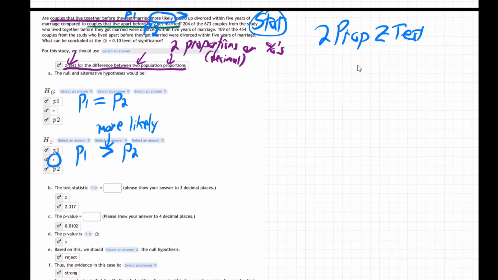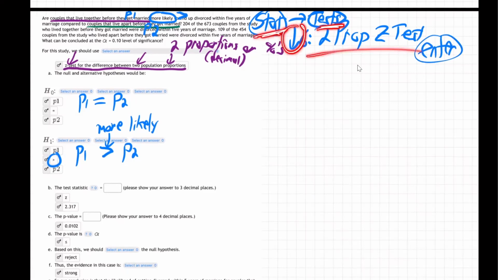Let me do that. So we're going to hit the stat button. Then we're going to go over to tests. Squeeze this in up here. And then we're going to go down to the 2-prop Z test, which is number 6 on your list. Hit enter. So hit the stat button, go over to tests, go down to number 6, 2-prop Z test, hit enter. As soon as you do, it will give you a nice little setup.